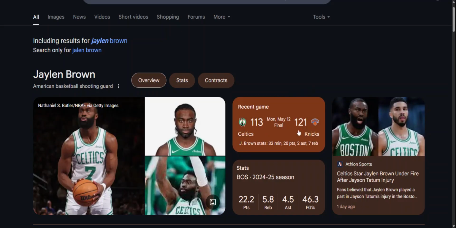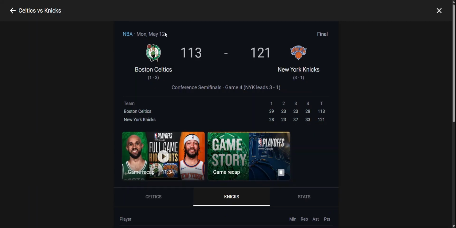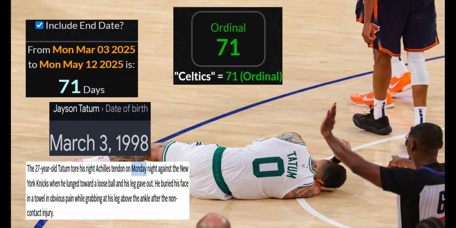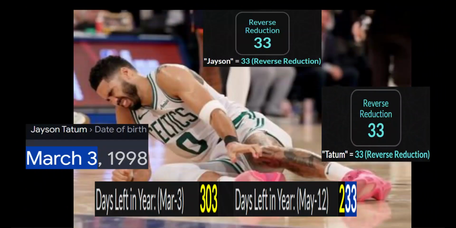Don't forget that. And this is a 121-113 victory by the Knicks over the Celtics in that game Monday. Look at the game Monday. Monday, May 12th was this game. 12th day in the 5th month. 12 plus 5 is 17. What are we doing? 12 plus 5 is 17 with the date of the game, y'all. I'm telling you, we go on the fly and we land. I don't have to be all nervous presenting. I'm not trying to prove anything. I mean, these are facts.